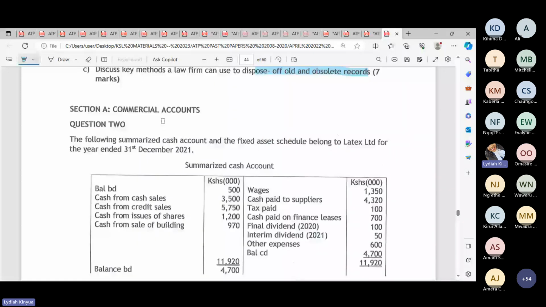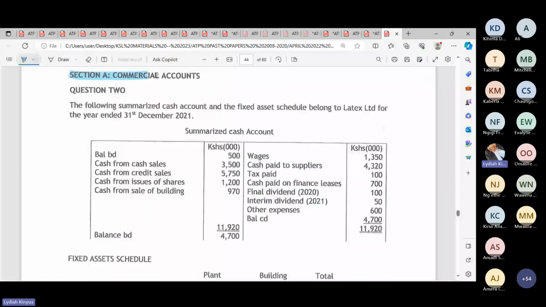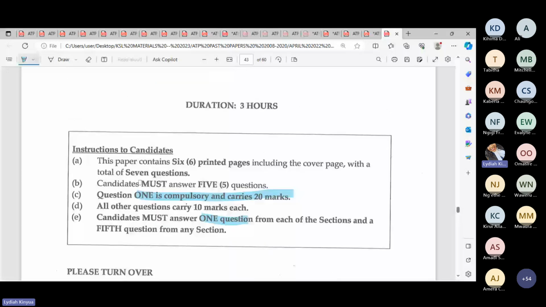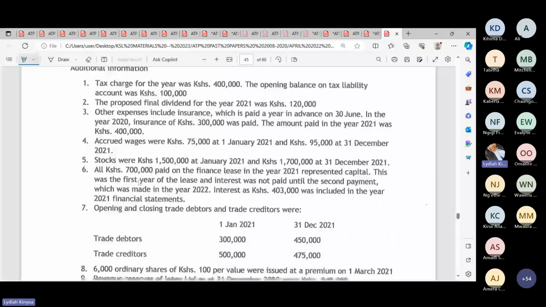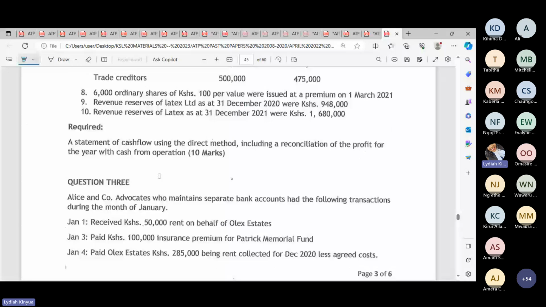So section A will be commercial accounts. If you don't know mathematics, don't start with this question. Okay. And now you have the luxury of choosing one. Mandatorily, you won't escape, because it's a must to answer one question from each of the sections. So you just choose one that looks easy to you.